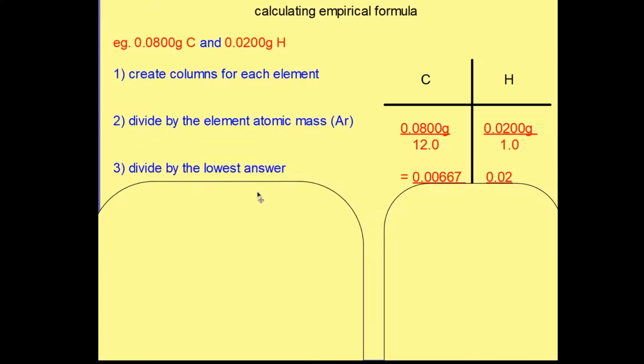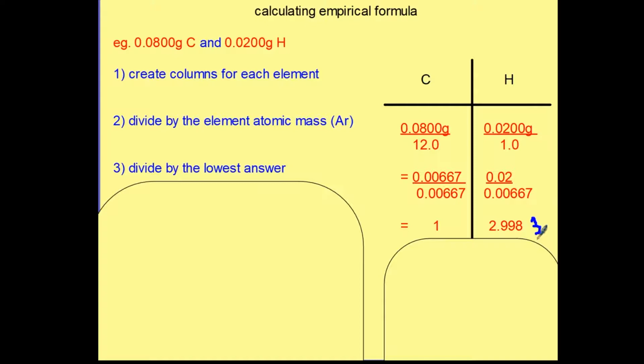Third, you divide by the lowest answer. Of these 2 answers, this is the lowest, the smallest answer, so we divide through by that. This will come out now as 1. Anything divided by itself will always come out as 1. And hopefully we will get whole numbers at this point. If we have a look at that, 2.998 is very, very close to being 3. So if you get answers of 2.998 or 3.002, you can take that as being 3, and at that point you would round.